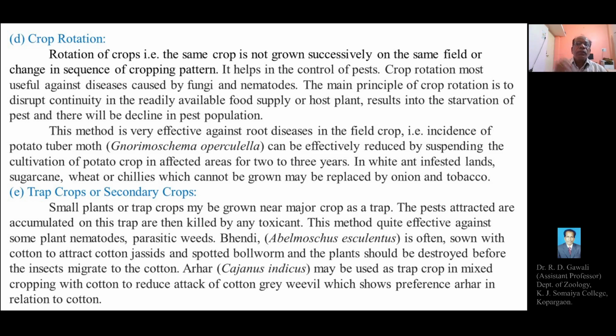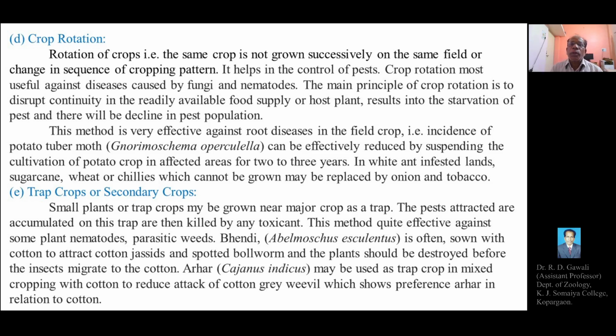Crop rotation is most useful against diseases caused by fungi and nematodes. Fungi and nematodes are types of pests or pathogens which cause a variety of diseases in the crops, and due to the crop rotation, the host plants or the proper food will be exhausted due to the changing crop pattern. Ultimately, these fungi or nematodes, which feed specifically on a specific type of host plants, will decrease in population.